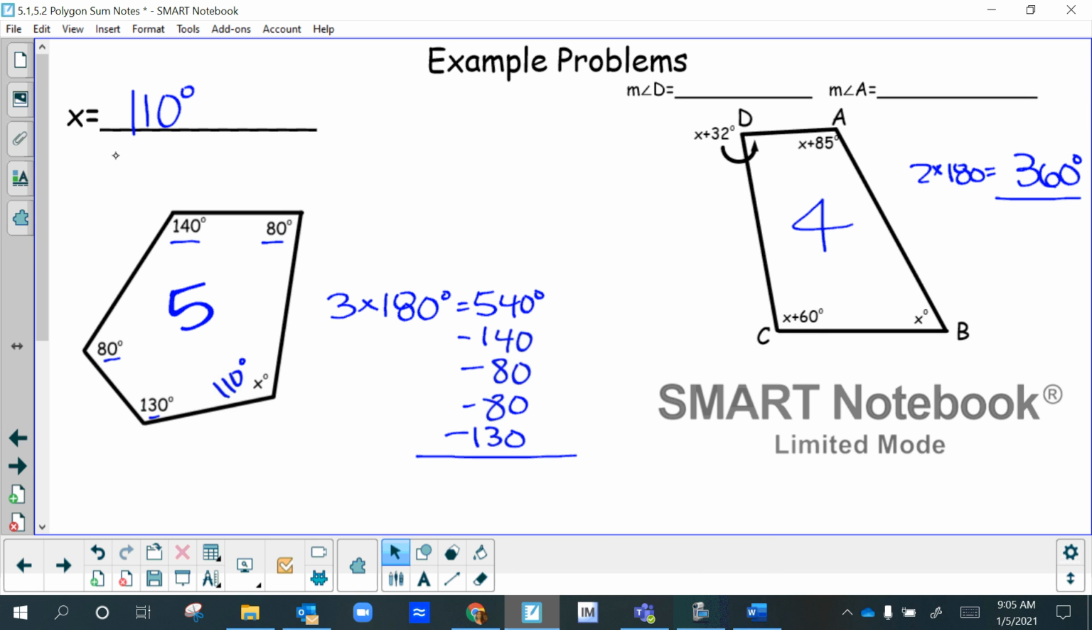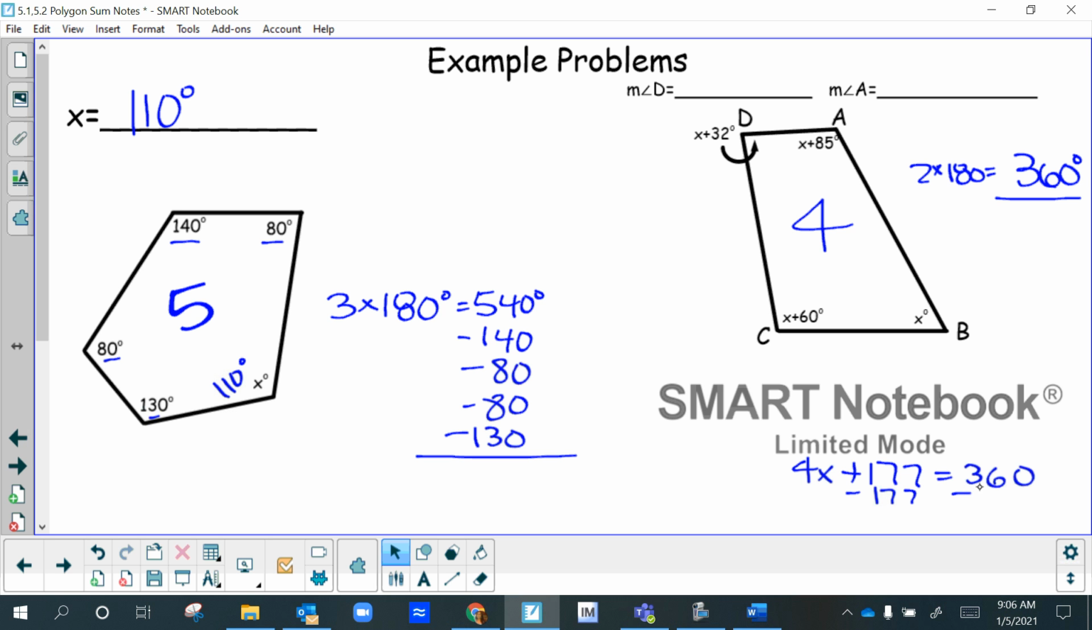Okay, so we're actually going to solve for the measure of angle D and the measure of angle A. So I want to use algebra to solve for x, and then once I find x, I can just plug it in to solve for D and A. I'm going to add these in my head. I have 4 x's, so I'm going to write 4x, and then add those 3 values. 32 plus 85 is 117, plus another 60 is 177. So I'm going to take that and set that equal to 360.